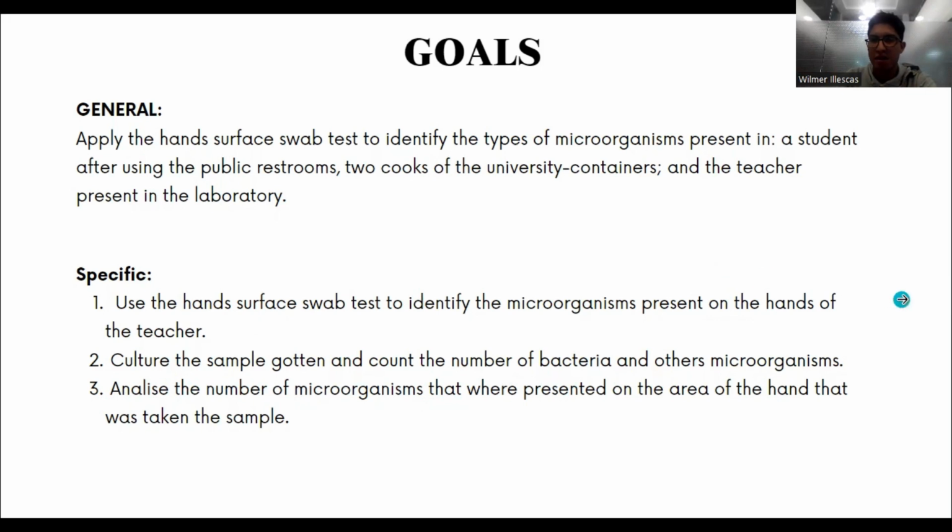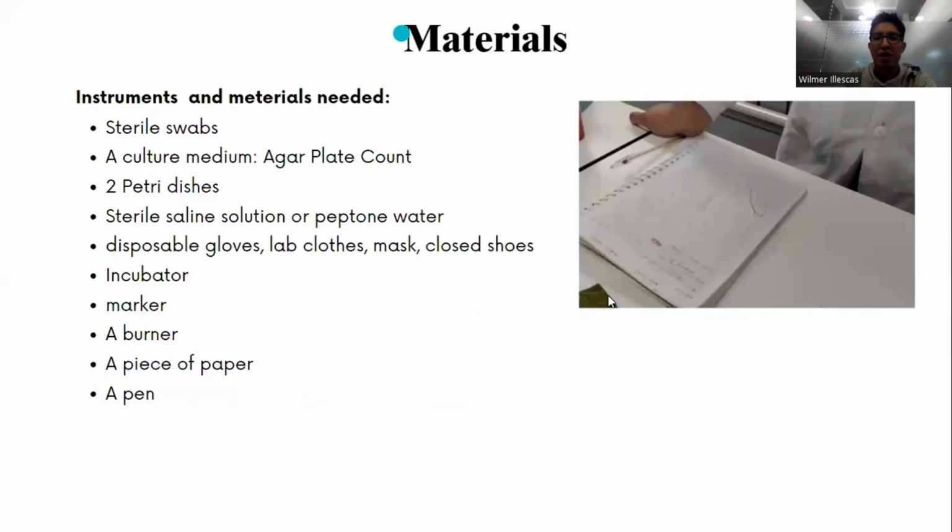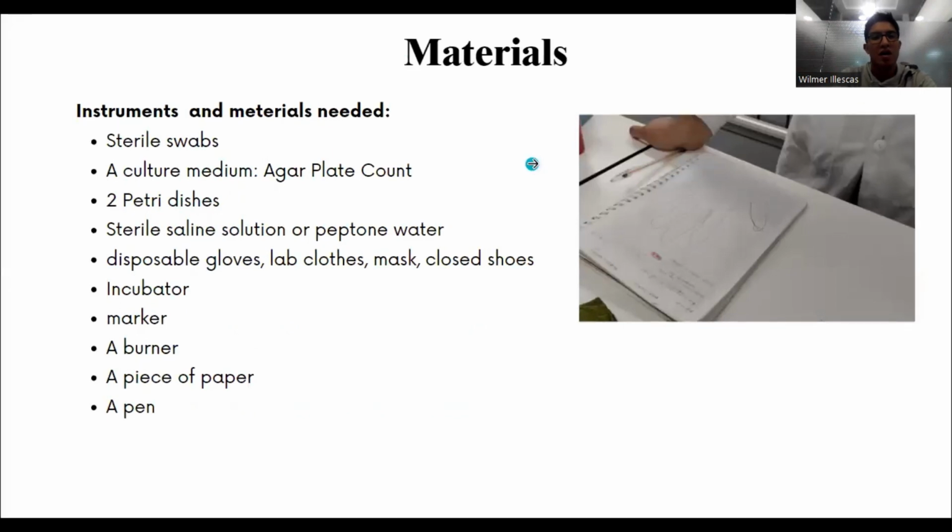Well, so let's continue. What are the materials that we needed? It was sterile swabs, which are no more than the swabs that you use, and a culture medium, our plate count. That's going to be the medium where we put the bacteria to grow. Then we have the petri dishes, these circular dishes.